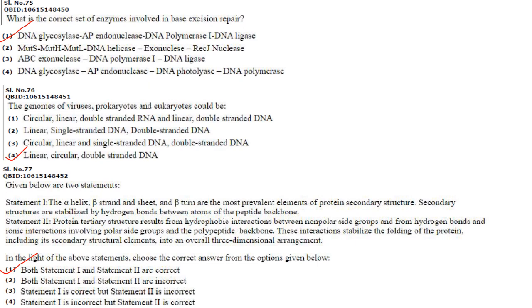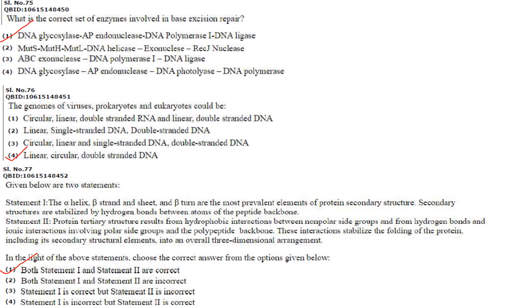So the first statement: the alpha helix, beta strand and sheet, and beta turn are the most prevalent elements of protein secondary structure. Yes. Secondary structures are stabilized by hydrogen bonds between atoms of the peptide backbone. That is also correct. Alpha helix and beta sheets are secondary structures and they are stabilized by hydrogen bonds. Fine.